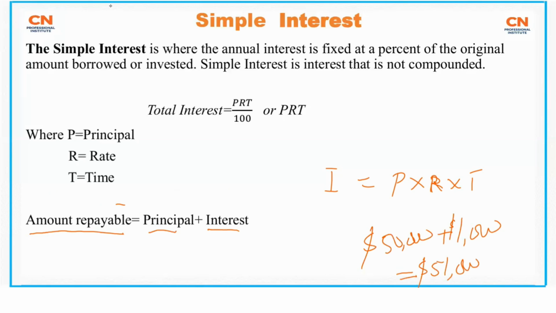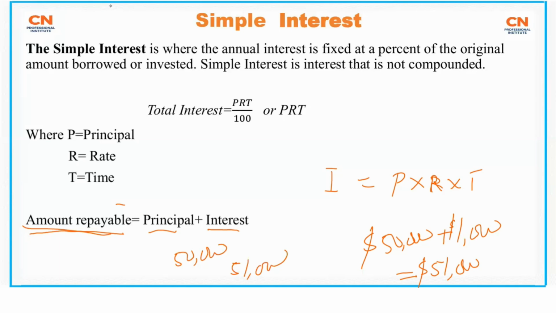So that's the 50,000 plus the 1,000, which is 51,000. So the amount repayable is equal to the principal plus interest. Note that the difference between the amount you borrowed and the amount you are paying back is all the interest. In this example, you borrowed 50,000 from the bank, but you are paying back 51,000, and this 51,000 includes the interest. So the difference between the 50,000 you borrowed and the 51,000 you are paying back is the interest, which is the 1,000. Let's not forget that. So that's simple interest.